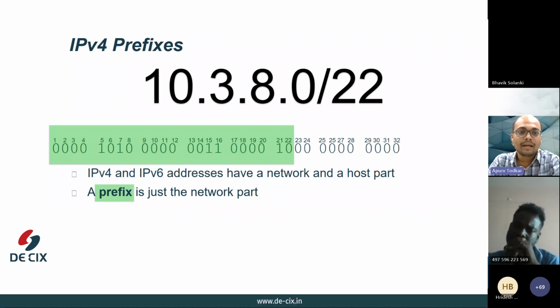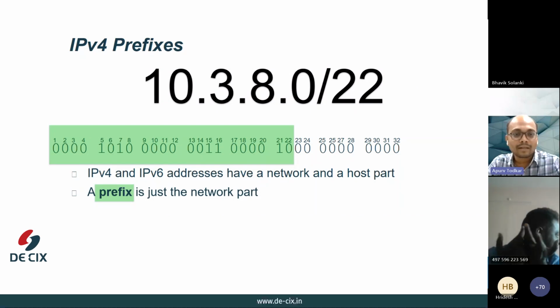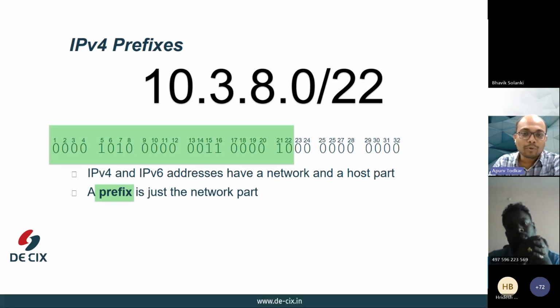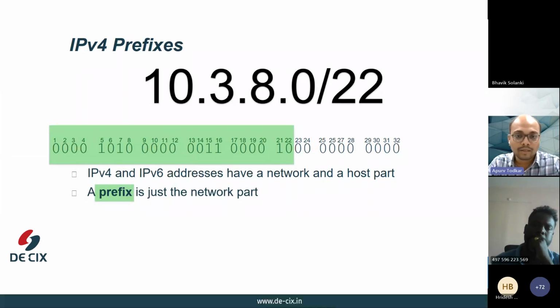So BGP and the internet are all about network prefixes. A network prefix is similar to an IP address, which you might be familiar with. An IP address has a host part and a network part, while a prefix includes only the network part without the host part. So the prefix represents the network portion of an IP address, indicating the boundary between the network and the host part, as I said.